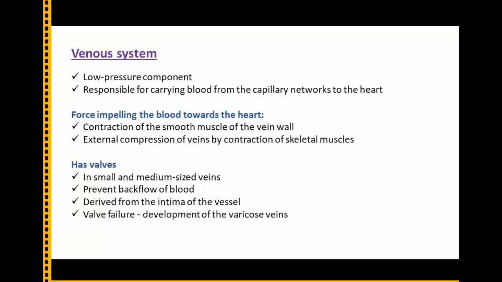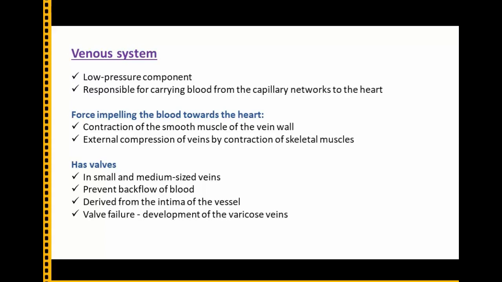So, that is for the arterial system. Now, the venous system. The venous system starts from the capillaries. From the capillary network, the post-capillary venules start. Then come the muscular venules, small veins, then it goes up to the superior and inferior vena cava.